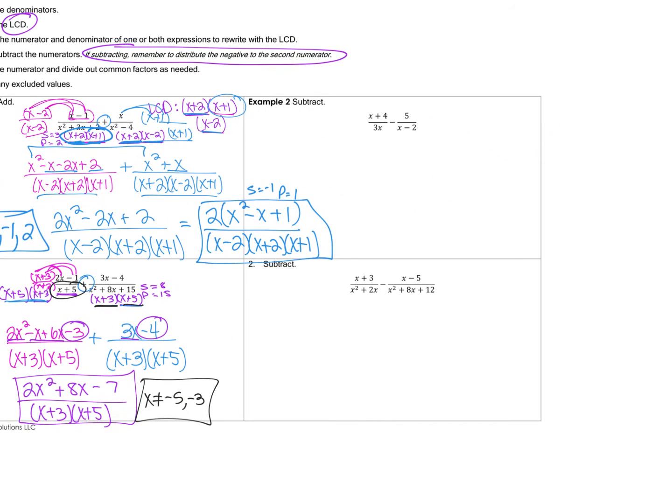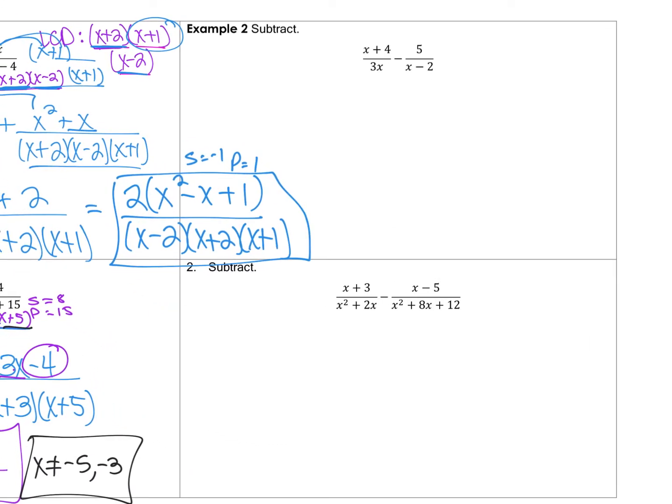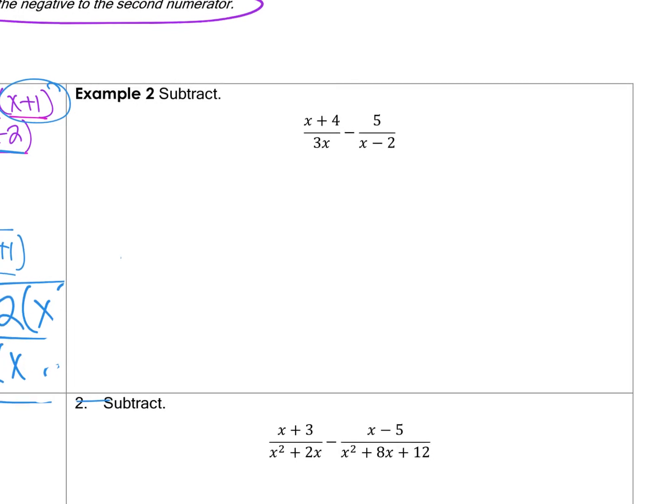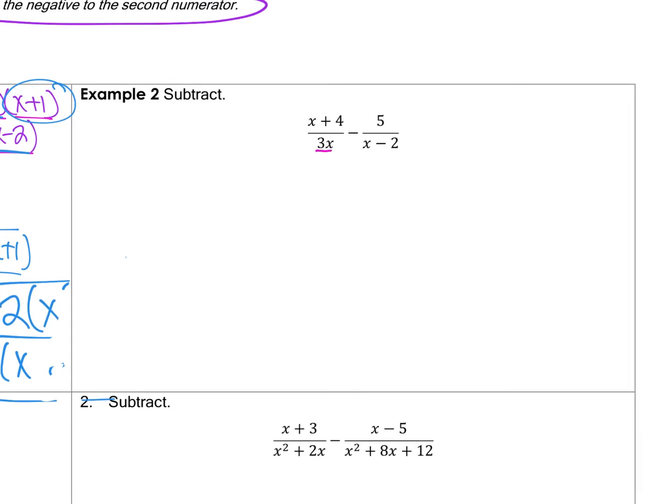Okay, now let's take a look at the next column, which is the subtraction. So very similar. We have to have a common denominator. Okay, so first thing, see if we can factor the denominator. Notice this is all one term. So if it's one term, you would use a factor tree to factor it, but we can't do anything with it.